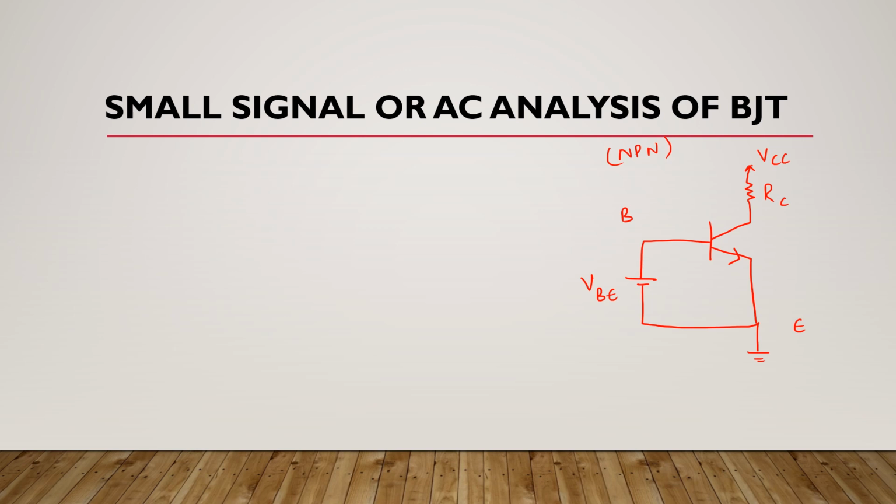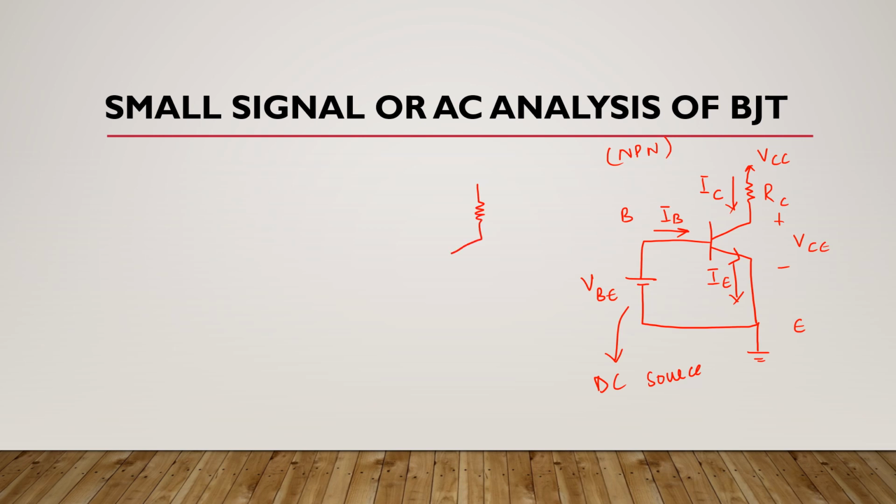Now as you can see in this circuit we have only this DC source here, so we will write these currents in uppercase with uppercase subscript. Here we have this DC base current and here we have this DC emitter current. We know that here we have voltage VCE.